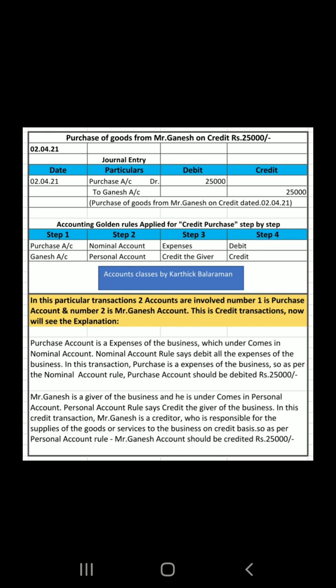So, as per the personal account rule, Mr. Ganesh account should be credited because Mr. Ganesh is a giver. What does the personal account rule say? Credit the giver. In this particular transaction, Mr. Ganesh is a giver. That's why Mr. Ganesh account, rupees 25,000, is credited here.